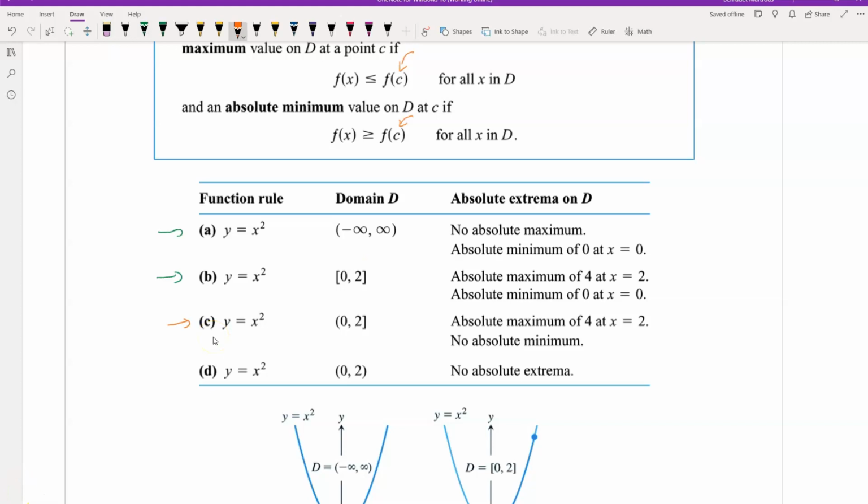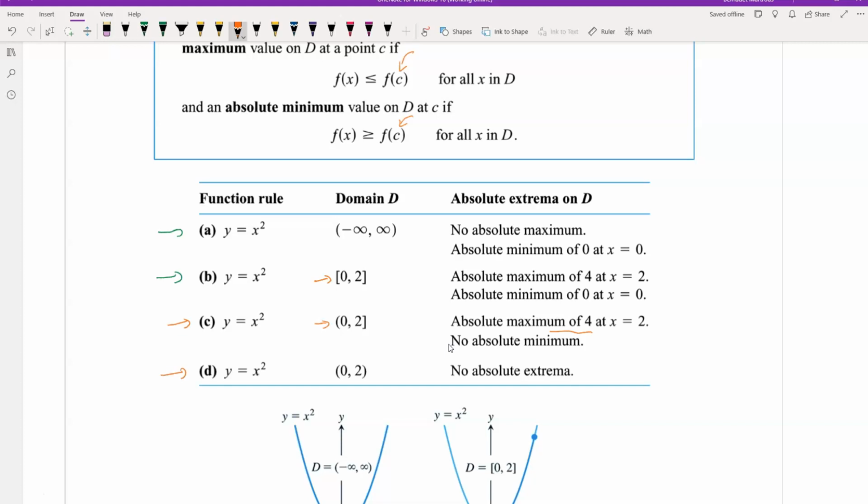Next one, y equal to x squared. Now our interval is parenthesis 0, 2 bracket. Here in this case, the absolute maximum is 4 at x equal to 2. So here again, when we have x equal to 2, 2 squared, y is 4. So that is the absolute maximum. But in this case, we don't have an absolute minimum. So the difference between B and C is that here we had a bracket, so that is a closed interval, but here is a parenthesis. So it's not closed on this part, it's open.